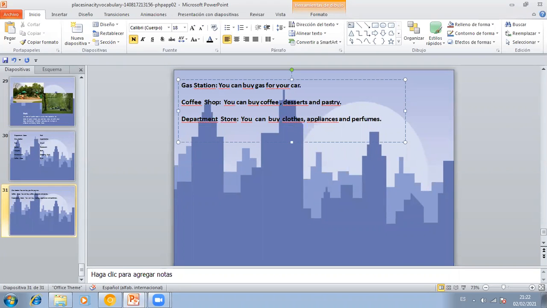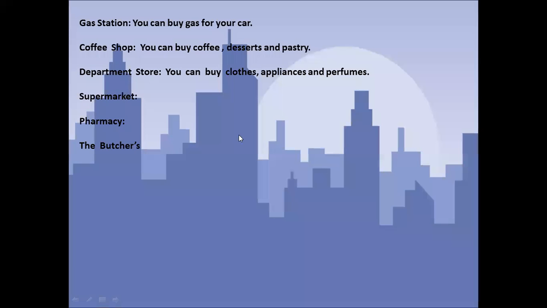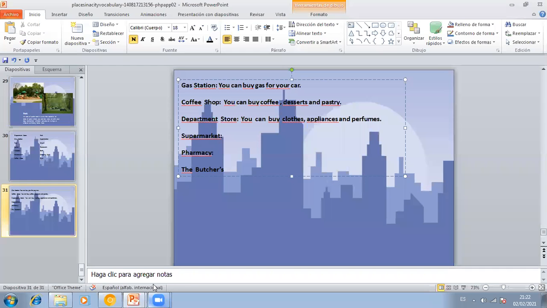Okay, then we have another one. What can you do in the supermarket, everybody? Okay, what can you do in the pharmacy? This is an exercise for you, everybody. What can you buy in these places? Okay, in the chat, you have to write the definition. En el chat nos va a escribir la definición. ¿Qué puede hacer en estos lugares?